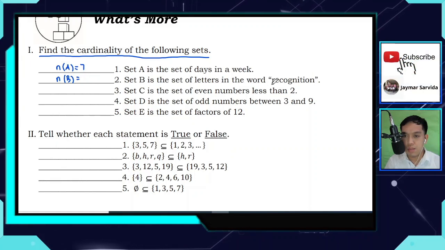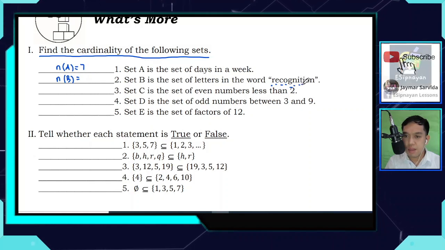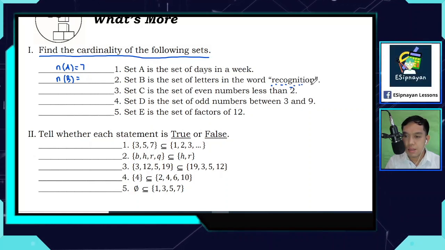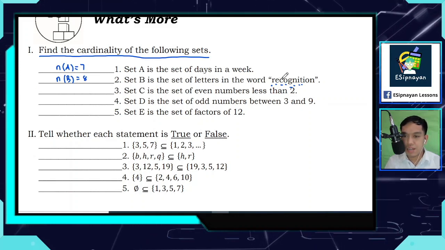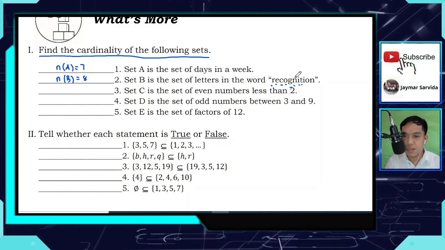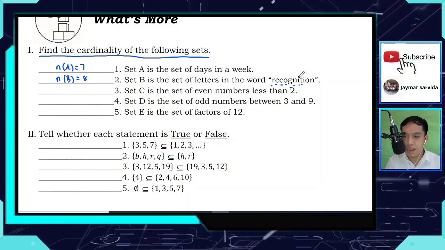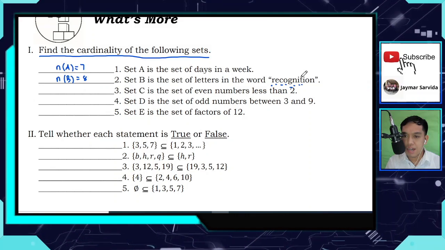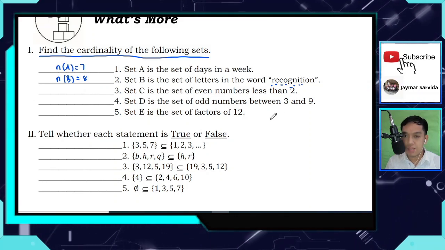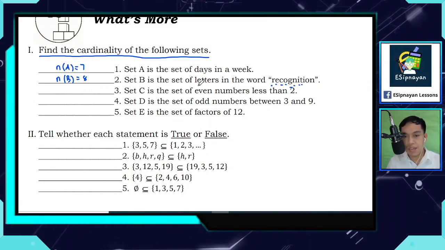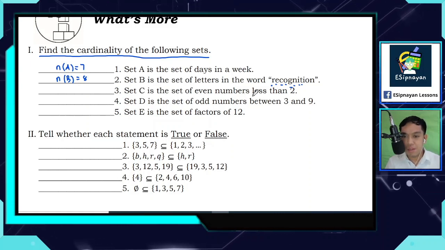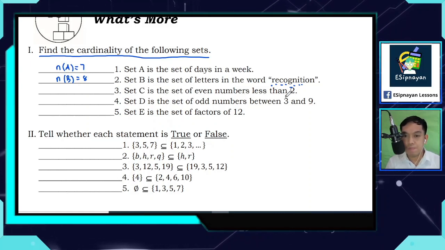Set B naman. So, number of elements in set B is set of letters in the word recognition. So, 1, 2, 3, 4, 5, 6, 7, 8. 8 only kasi hindi naman pwede pa ulit-ulit. So, isang R lang, isang E, isang C, isang O, isang G, isang N, isang I, at isang T. Okay, so 8 only.